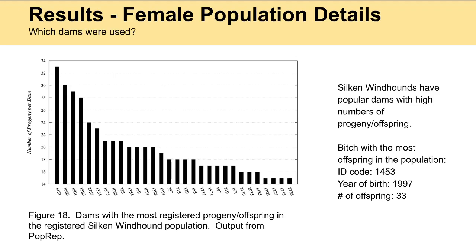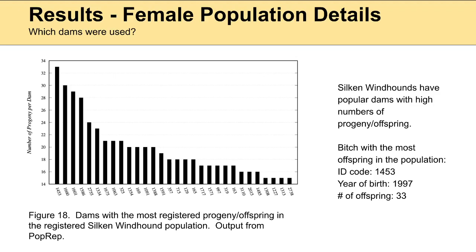So which dams are being used? And we see a similar skewing, but not to the same extreme that we see in male Silken Windhounds, where dams with the most registered progeny offspring are seen here. And the highest number of offspring produced was by the dam with the ID code 1453, and she produced 33 offspring over the course of her lifetime.